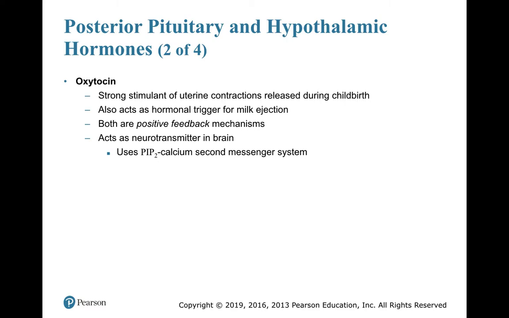Oxytocin is a strong stimulant of uterine contractions. It's released during childbirth. It is also the hormonal trigger, or a hormonal trigger, for milk ejection. And oxytocin uses a positive feedback mechanism, one of the exceptions. We don't need to fine-tune childbirth. We don't want to fine-tune milk production or milk ejection. Once it starts, you want it to go. So these are positive feedback mechanisms. You lose the fine-tuning. It also acts as a neurotransmitter in the brain using the PIP calcium second messenger system.